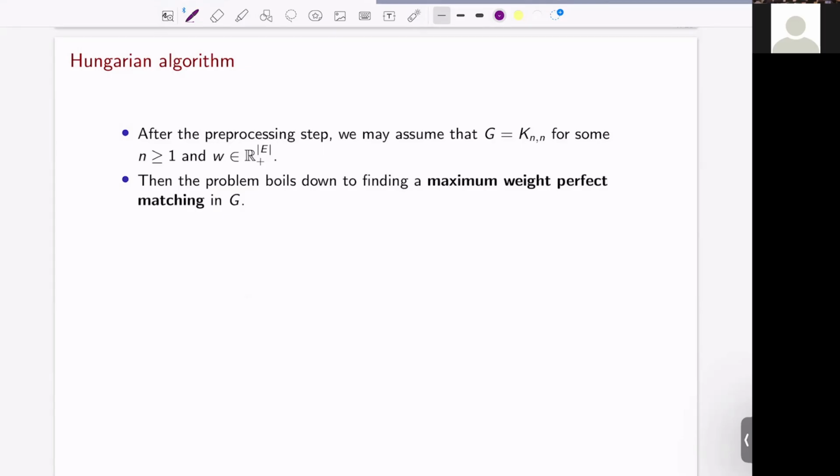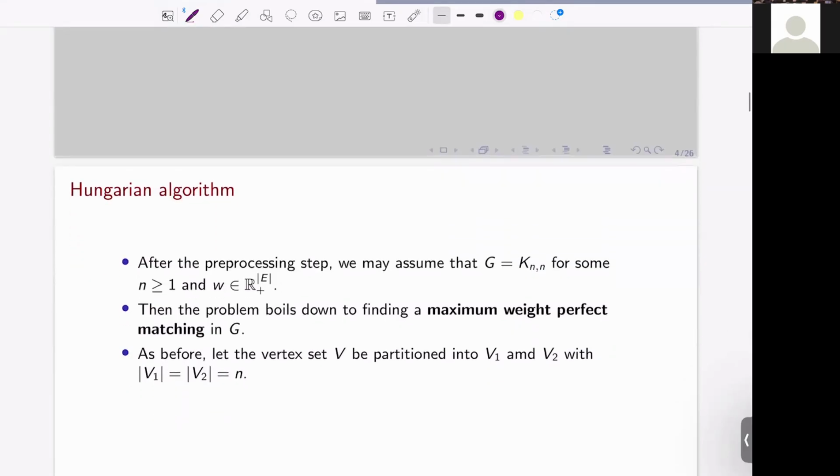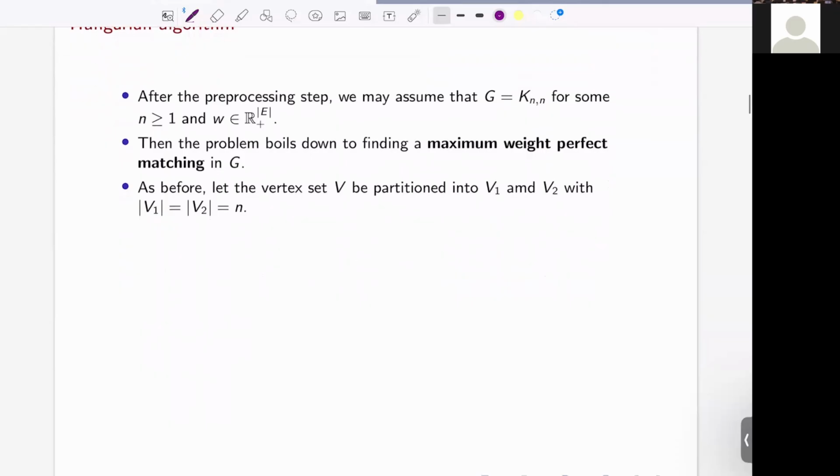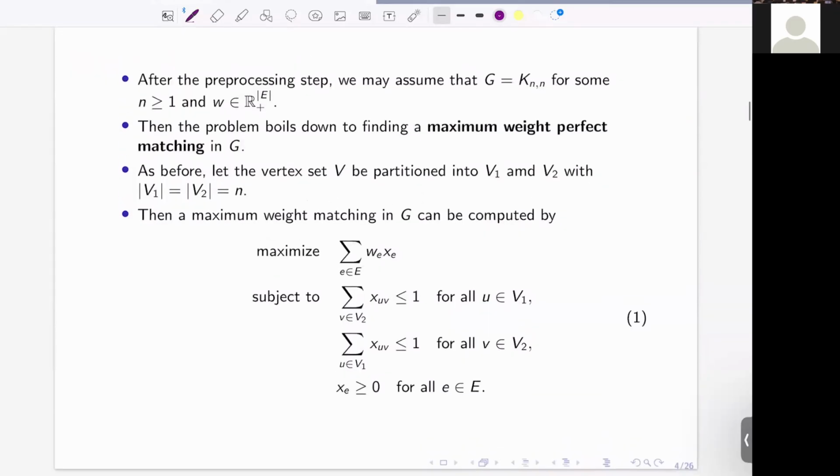And because we assume that all edge weights are non-negative, there exists a maximum weight matching that is a perfect matching. Okay. So now the question is, can we find the maximum weight perfect matching in this complete graph? So that is the idea. So again, we have this condition.